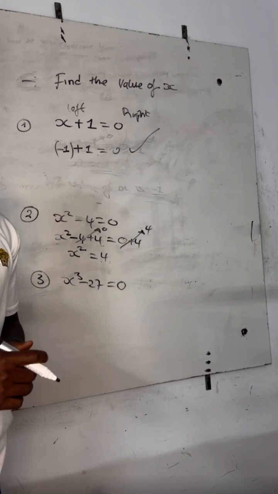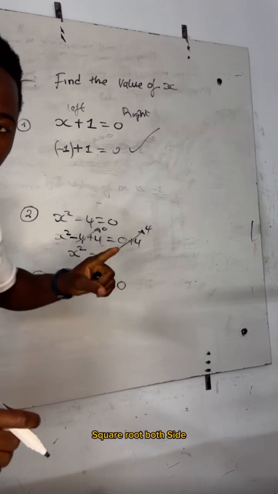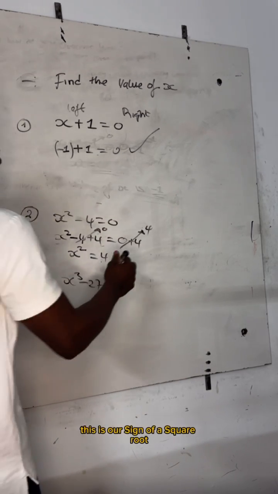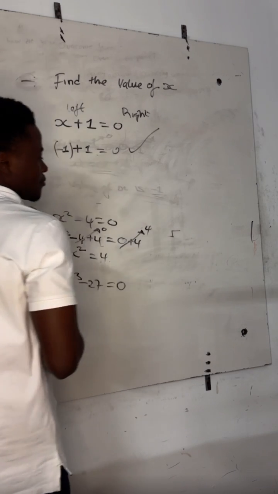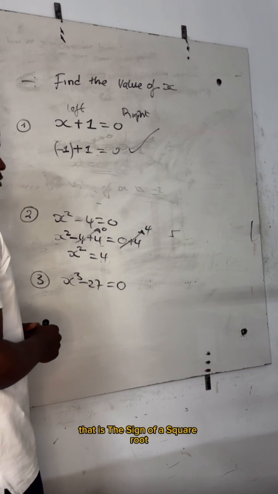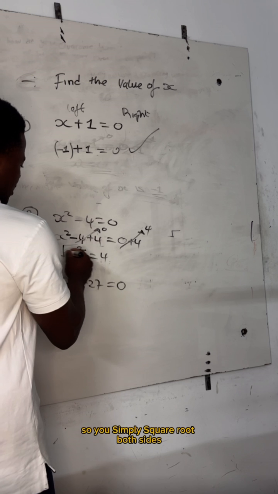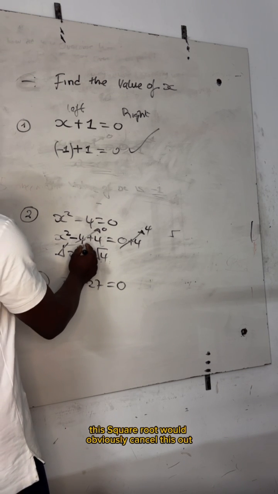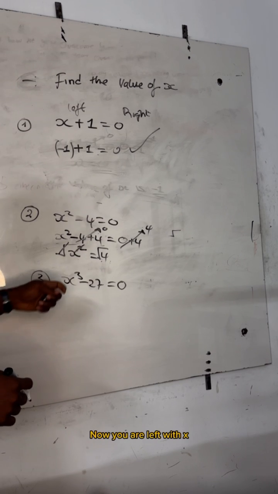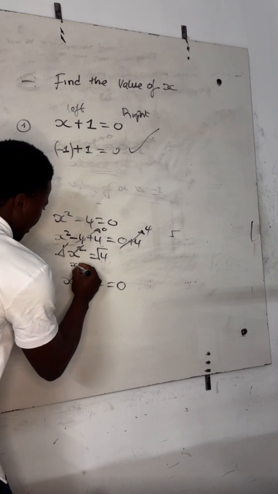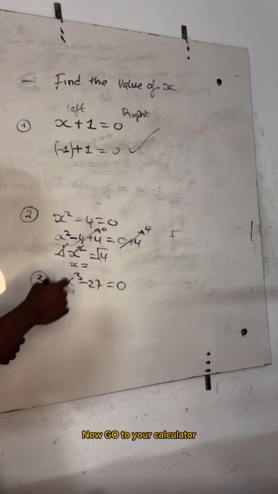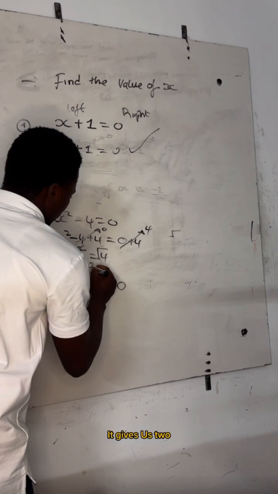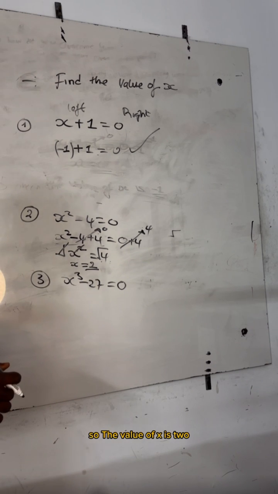Now, for you to eliminate this x squared, you have to square root both sides. Remember, you have to square root both sides. This is our sign of a square root. So you simply square root both sides. What happens? This square root will obviously cancel this out, and now you are left with x. So x is equal to, now go to your calculator, tap the square root of 4. It gives us 2. So the value of x is 2.